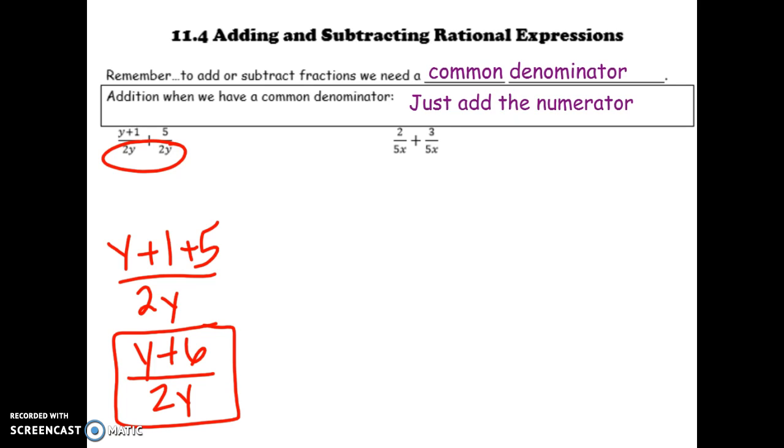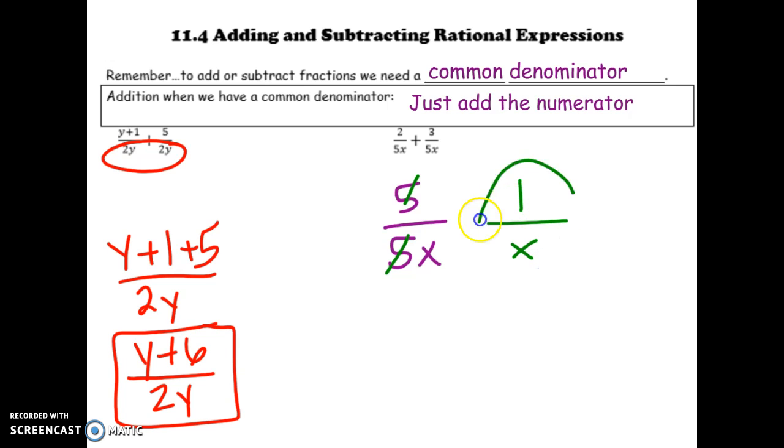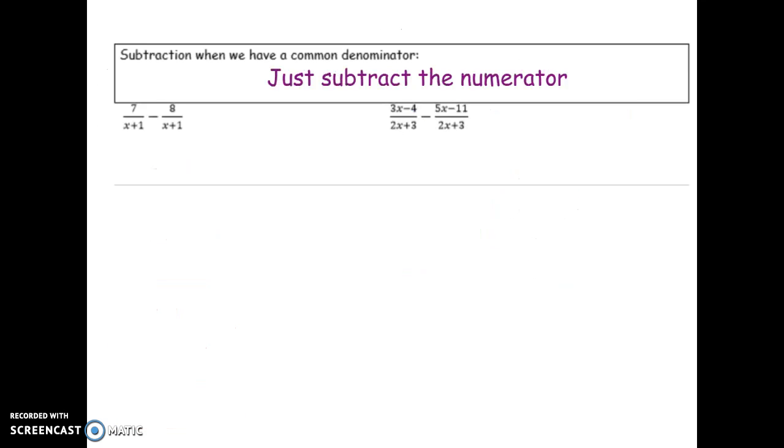So again, on the bottom, my denominator just stays the same. I have 5x, and 2 plus 3 is just 5. Well, in this case, I can reduce because there is a 5 and a 5. And I can't just leave it blank. It just doesn't go away. The x does stay as the denominator, but on the top, it just becomes 1. Okay, easy enough.